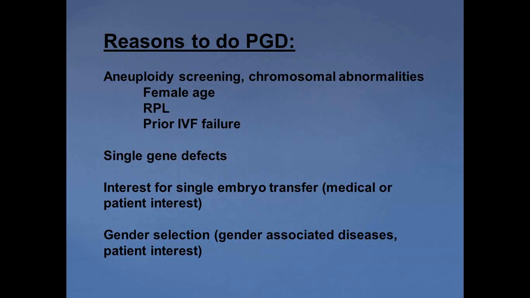People are also interested in a single embryo transfer, either for medical reasons, because of medical diseases like diabetes or things where twins might be a real problem, or if there are uterine abnormalities, for example, where the uterus simply doesn't have the capacity to carry twins. And then, of course, gender selection, which people do for gender-associated diseases and also for patient interest, looking for family balancing or just whatever reason they might have for wanting a boy or girl.